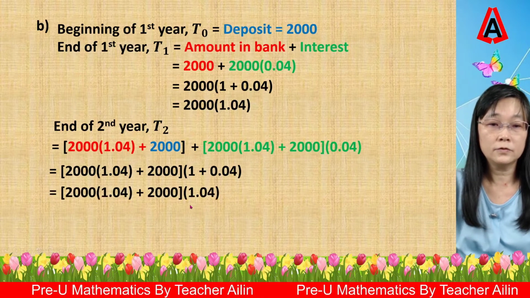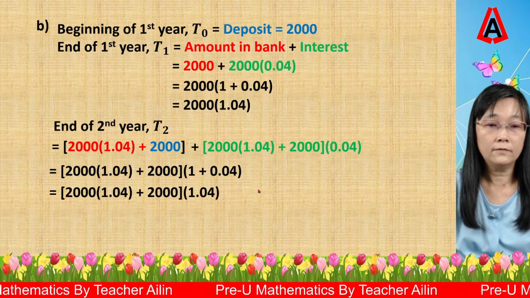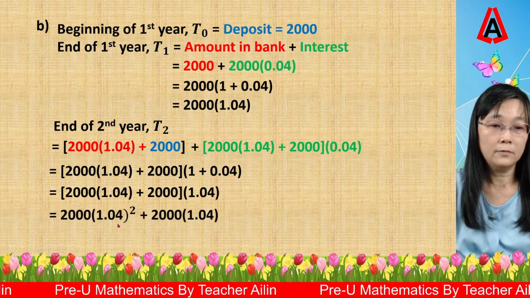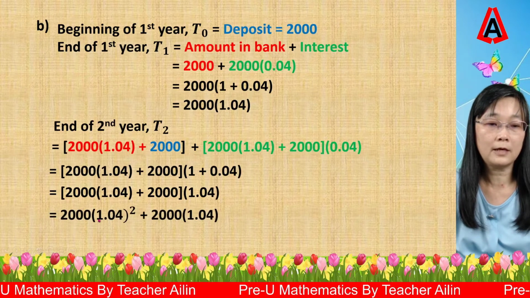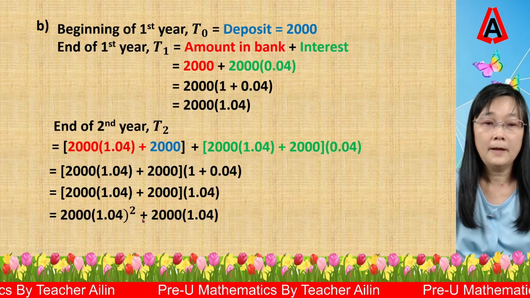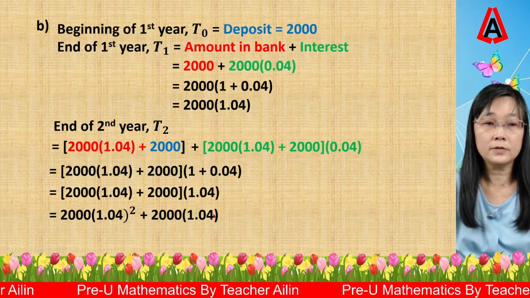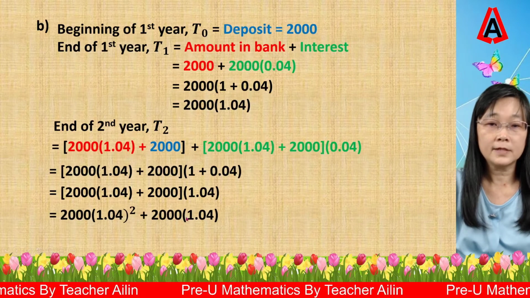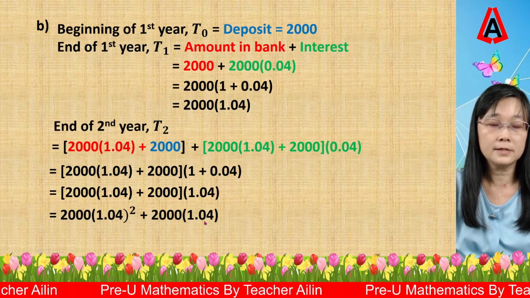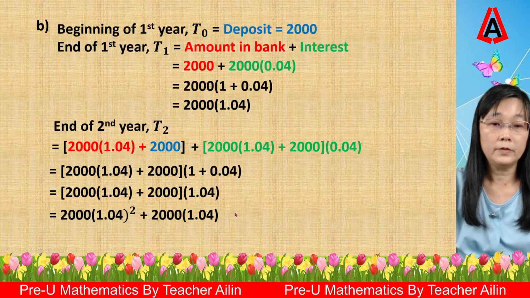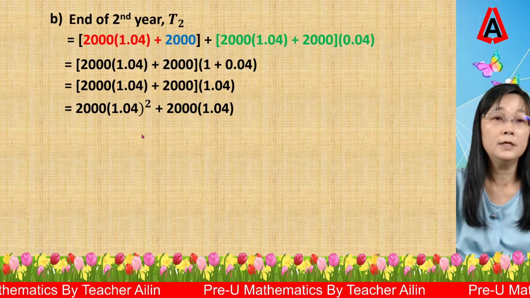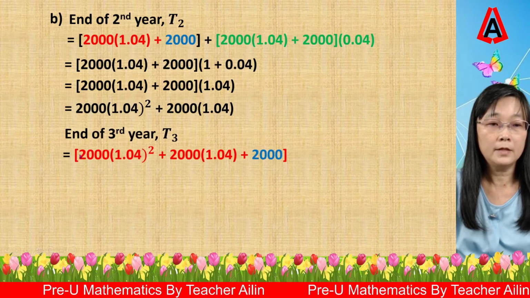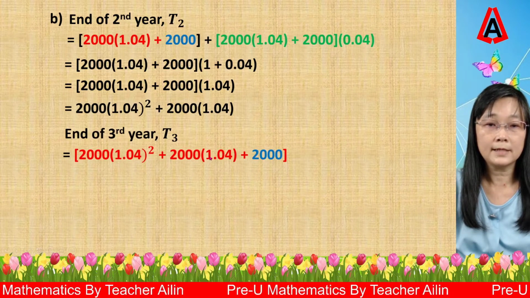It is equal to 1.04. Then after that, again we expand the 1.04. We will get 2,000 times 1.04 power 2 plus 2,000 times 1.04. So this is the amount of money at the end of second year after receiving the interest. So this money will be carried forward to the third year. At the beginning of third year, this amount of money will carry forward from the second year.